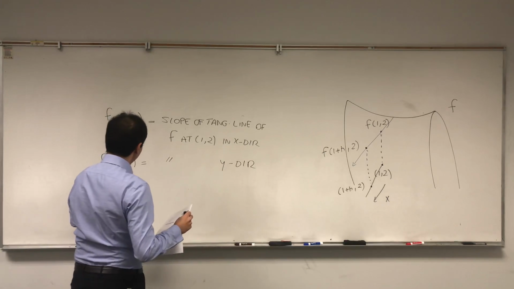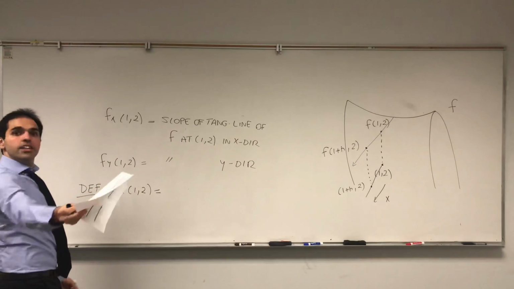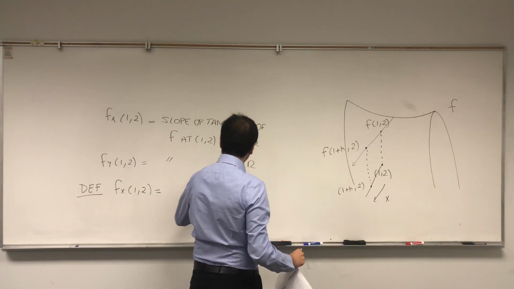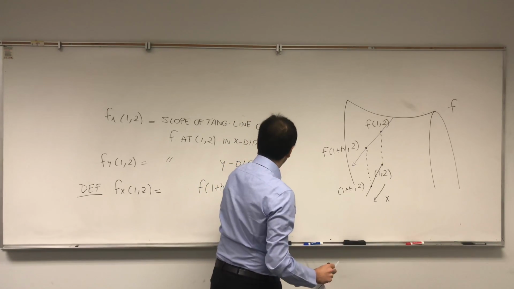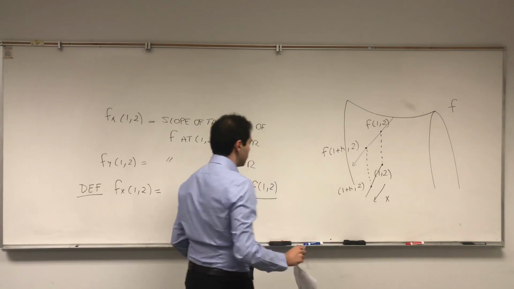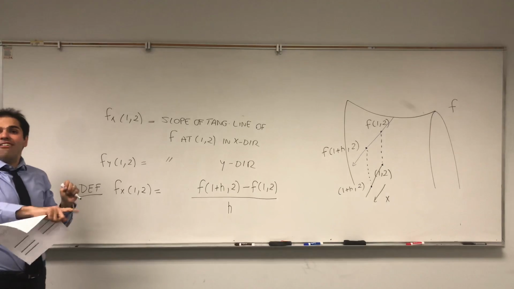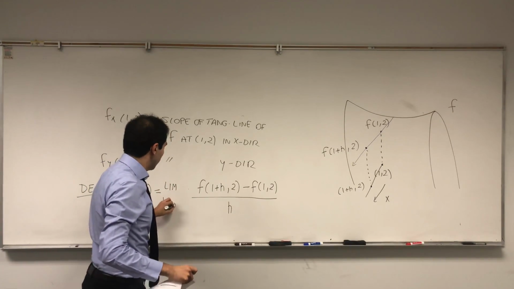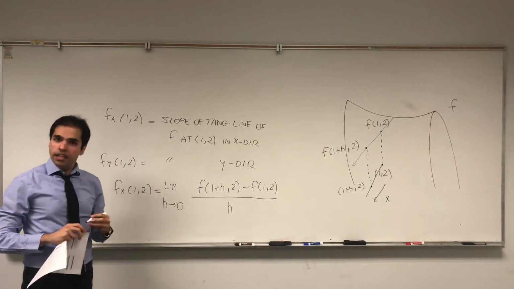Okay, so we're almost at f_x at (1, 2). The slope of that secant line, just like in ordinary calculus, is f(1 plus h, 2) minus f(1, 2) over h. And then all you do is let h be very small. In other words, you take the limit as h goes to 0 of the slopes of the secant lines, but in the x direction.